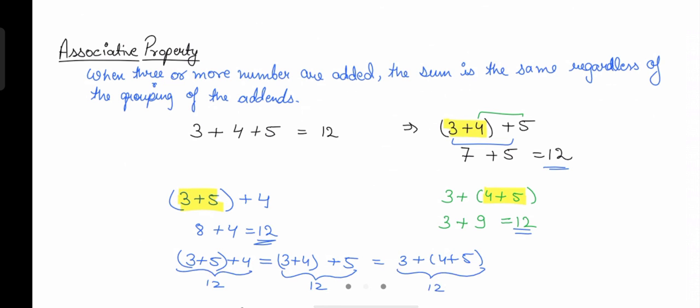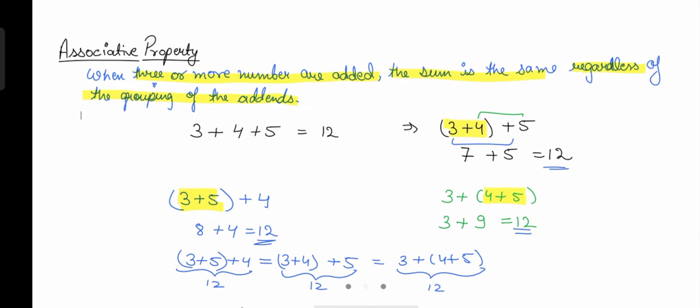Let's move to the definition once again: when three or more numbers are added, the sum is the same regardless of the grouping of the addends. No matter how you group them up, your answer will always come out the same. You can choose any three or more numbers and try grouping them in different ways. For example, we were adding 3 plus 4 first and then 5, then we added 4 plus 5 first and then 3. No matter in what order you add them, no matter how you group them, your answer will always be the same.